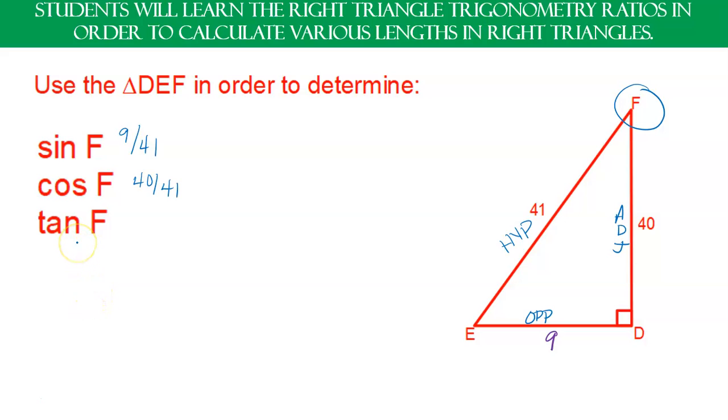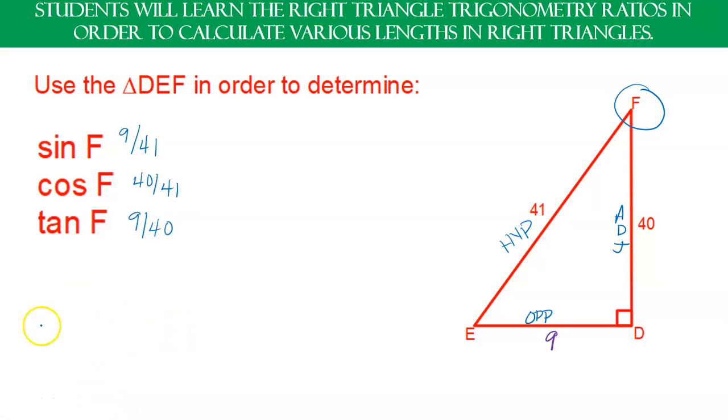And if you remember back, that's our complementary angles theorem. So the cosine of an angle is the sine of its complement. The sine of an angle is the cosine of its complement. That's one of our theorems that we had last chapter. Tangent is opposite over adjacent, so it's just going to be the reciprocal. So instead of 40 over 9, now it's 9 over 40.